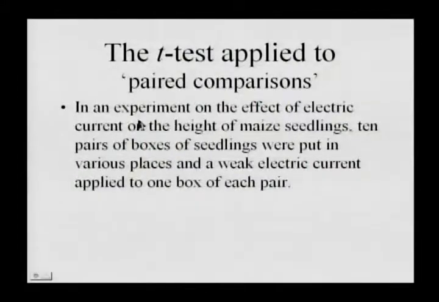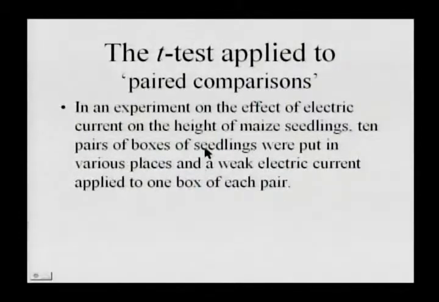Here let's take a look at an example: an experiment on the effect of electric current on the height of maize seedlings. 10 pairs of boxes of seedlings were put in various places and a weak electric current applied to one box of each pair. So this is a slight difference. Each of the boxes of seedlings is exposed to the same environment, and within that environment one is exposed to a different variable. So it's only the variable that differs.